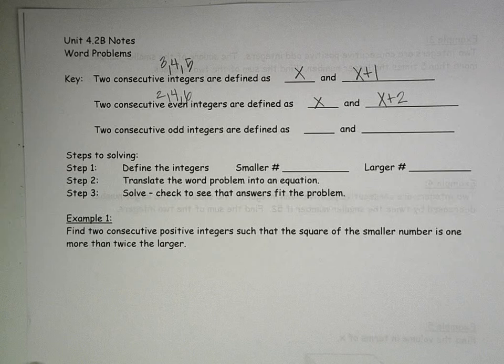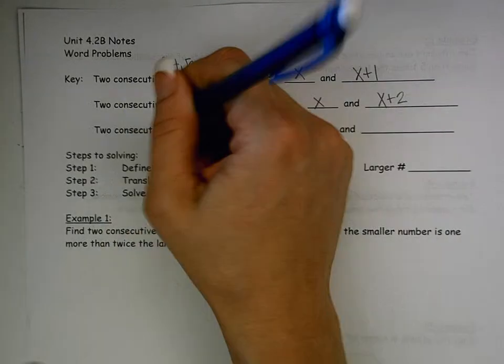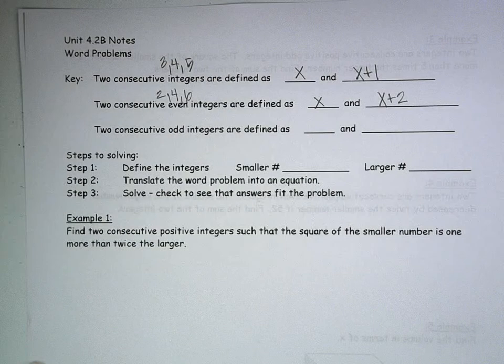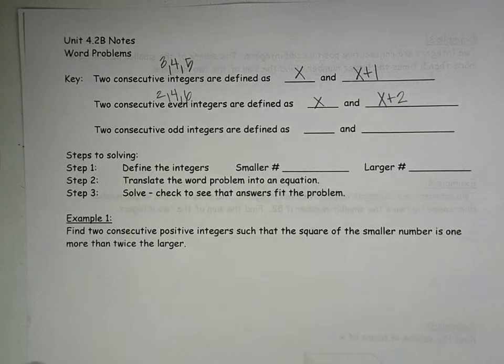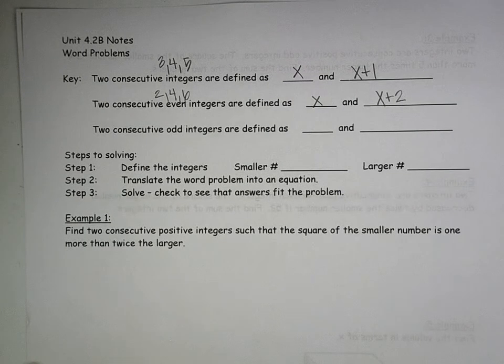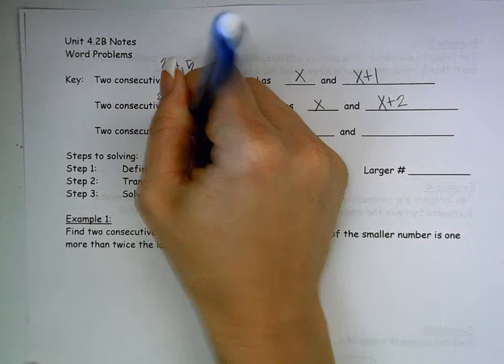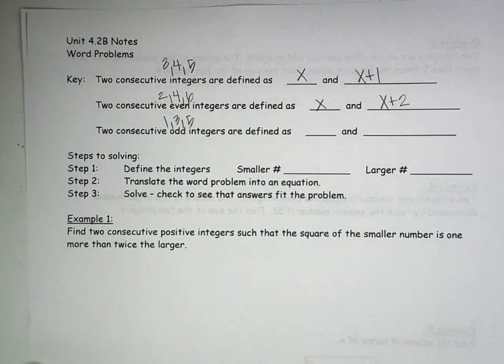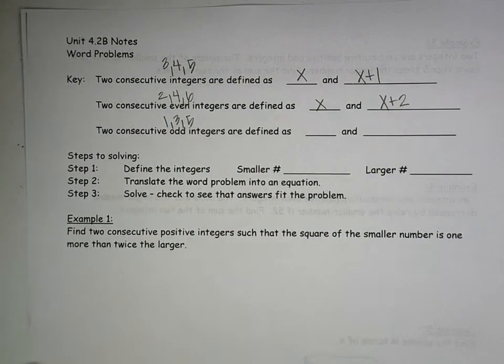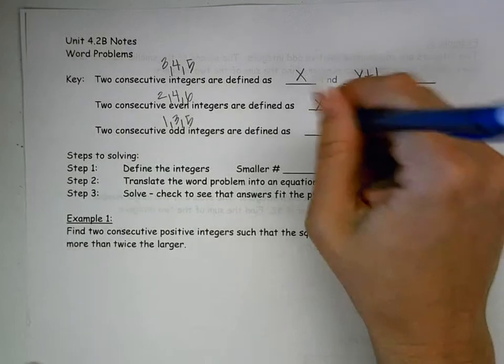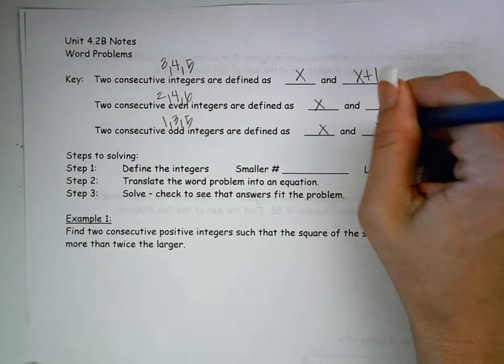Give me an example of odd integers. 1, 3, 5. So again, we start with x and then x plus 2.